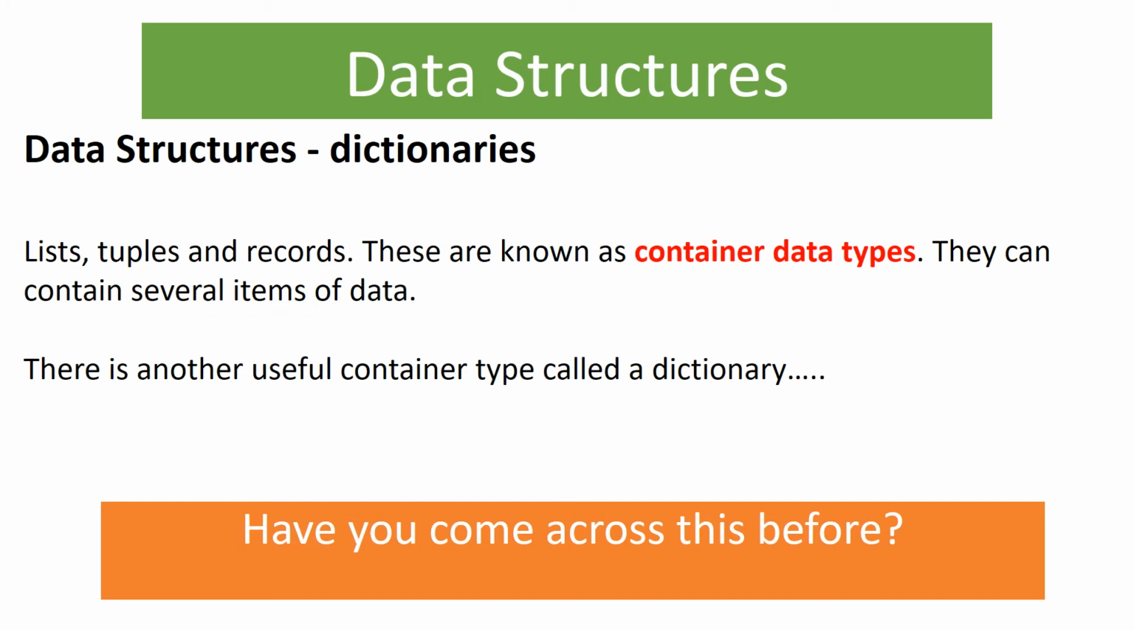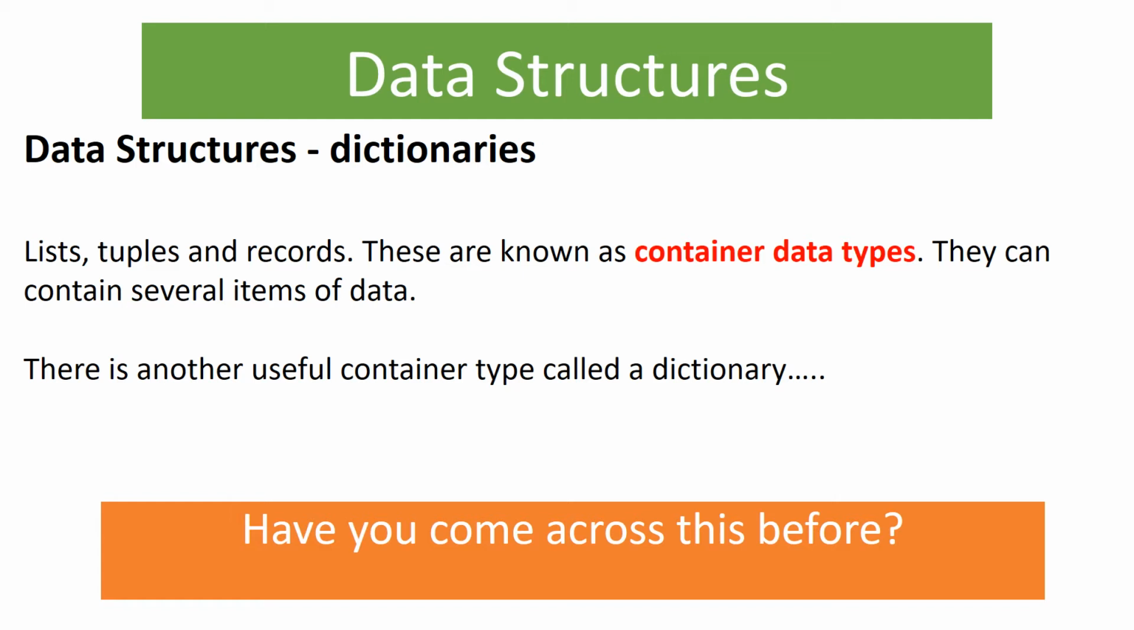Let's now think about dictionaries. Lists, tuples and records are actually known as container data types. That means they can contain several items of data. So think about our records that we were making last week. We did an example with a gym. A member had an age, a weight, height, etc. And that's more than one type of data.